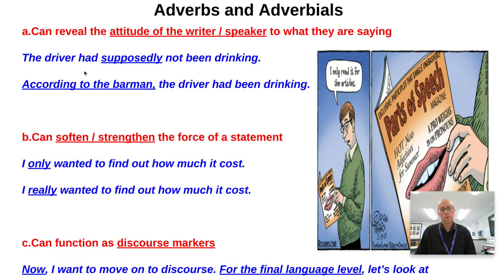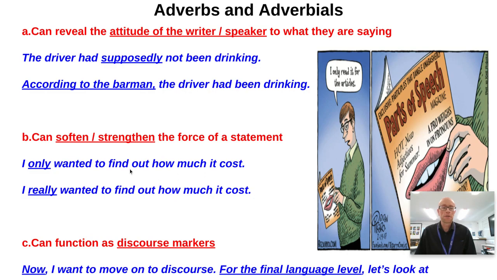On the first one here, the driver had supposedly not been drinking. This adverb denotes skepticism, that there's an element of doubt about what the driver is saying. That's pretty fundamental and important to the semantics of the sentence. This adverbial over here, according to the barman, is similar in that it suggests that the statement being made is a bit subjective, that it's one person's perspective, and maybe it's not to be totally believed. So it's revealing something of the attitude of the writer or the speaker towards the statement being made.